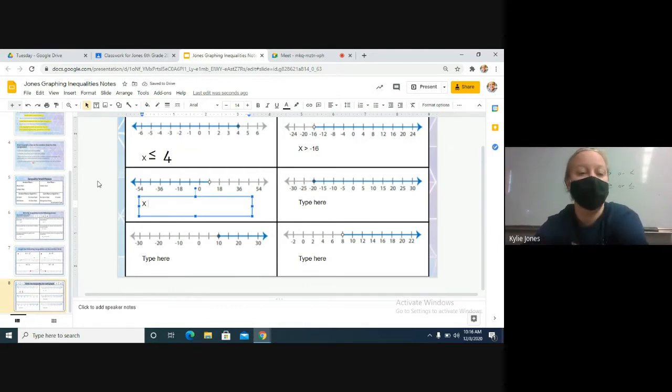But we have to figure out what inequality goes there. Is it less than, greater than, less than or equal to, greater than or equal to? Just less than? Okay. Why is it just less than, not equal to? Good. It is an open circle, so we're not including 9. It's just anything that is less than 9.